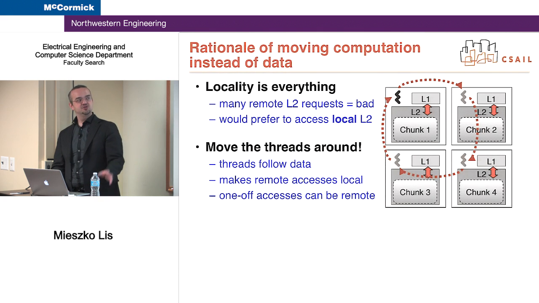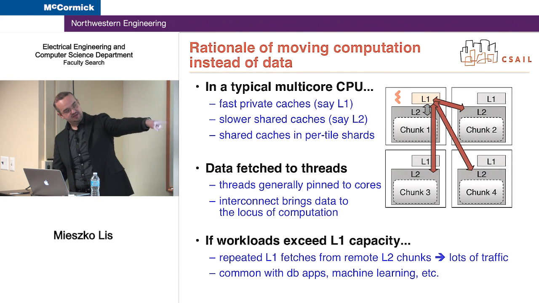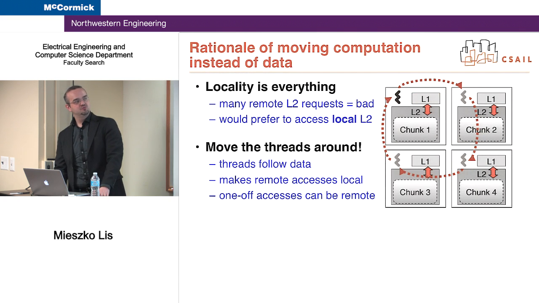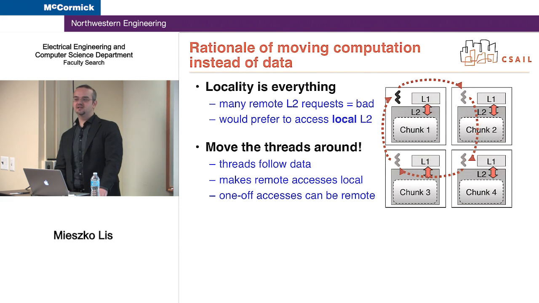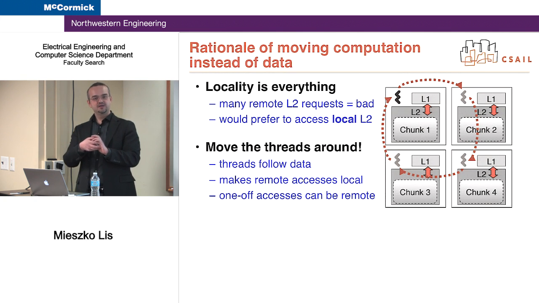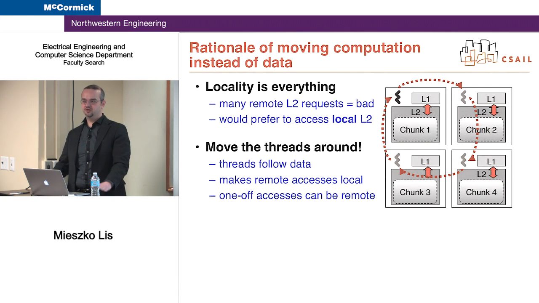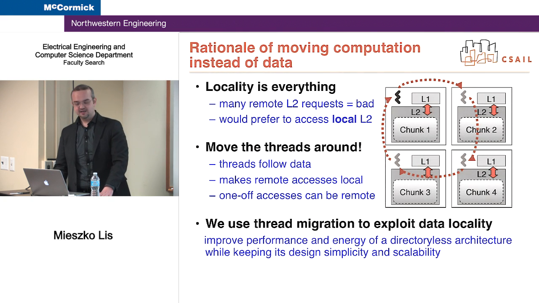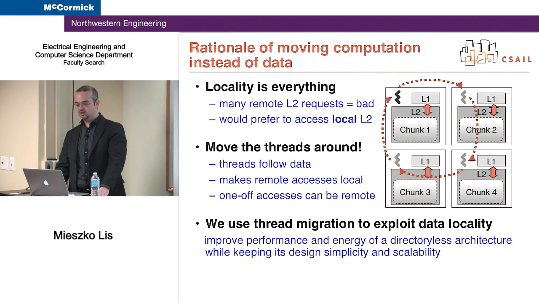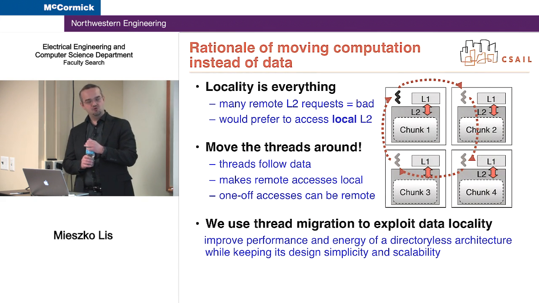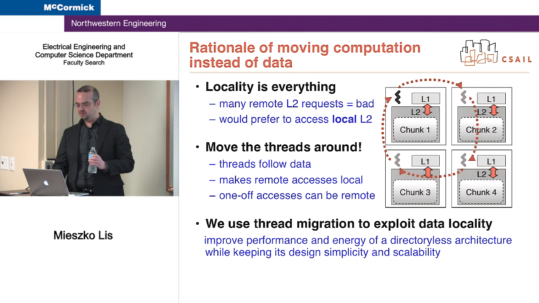And so our idea is to actually move the threads around. So instead of fetching the data to the computing thread, we're just going to move the thread around to bring it closer to the data. And the intuition there is that often the actual computation, the description of the computation you're doing at the moment, is much smaller than the data that you're doing the computation on. And effectively, we use this migration to exploit data locality by basically obviating the need for directories in our design, and making, we believe, a pretty simple solution that's easy to prove correct.